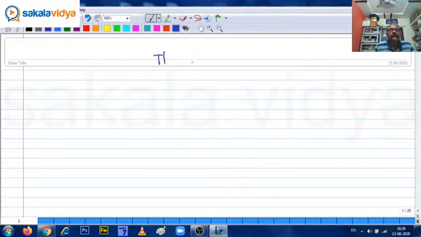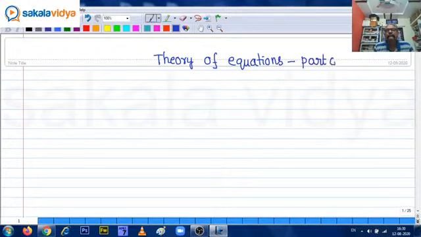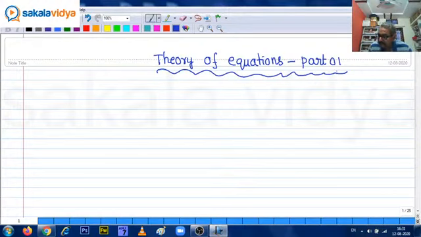Theory of equations. This is part 1, for both EAMCET, AP as well as Telangana.